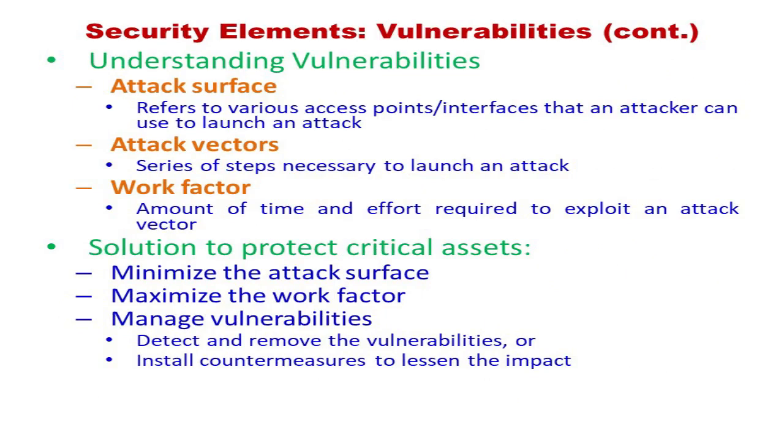Understanding vulnerabilities. We have three factors: attack surface, attack vector, and work factor. Attack surface refers to the various access points and interfaces that an attacker can use to launch an attack. Attack vector is the series of steps necessary to launch an attack. Work factor is the amount of time and effort required to exploit an attack vector. Now, solutions to protect critical assets: minimizing the attack surface, maximizing the work factor, and managing vulnerabilities. In managing vulnerabilities, detect and remove the vulnerability or install countermeasures to lessen the impact.